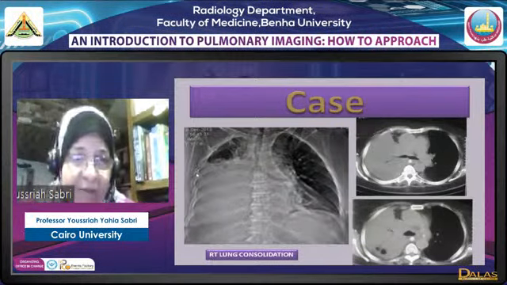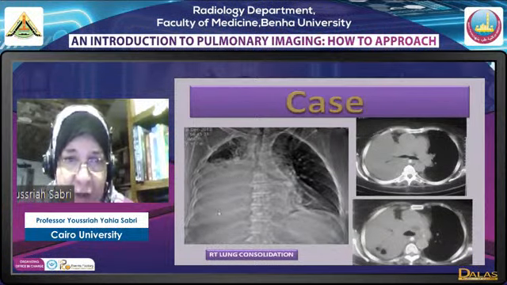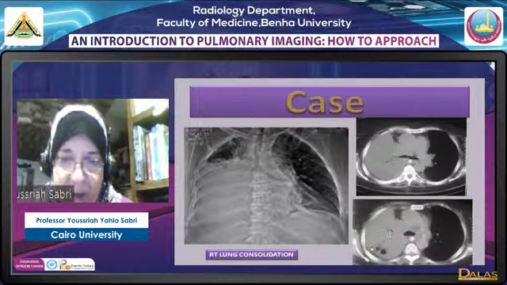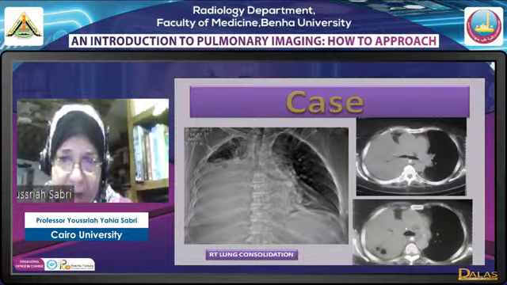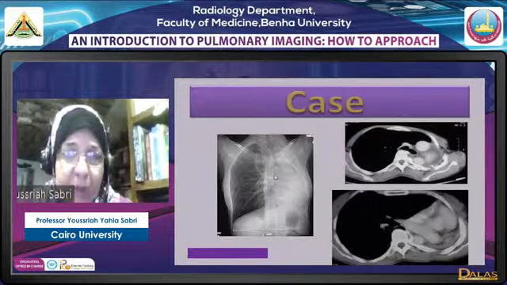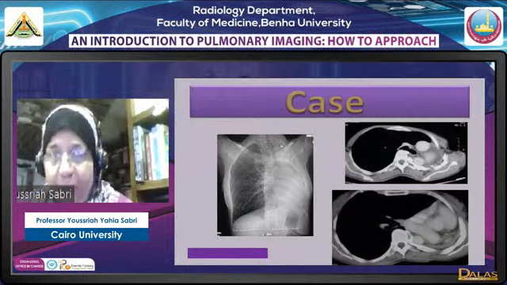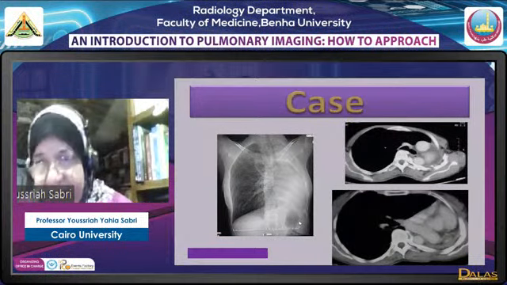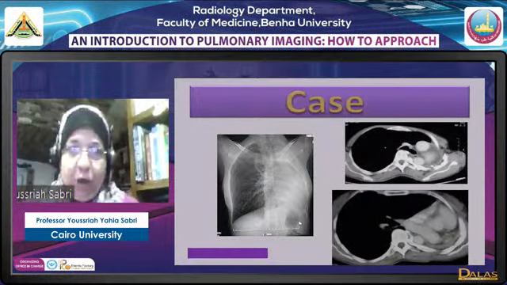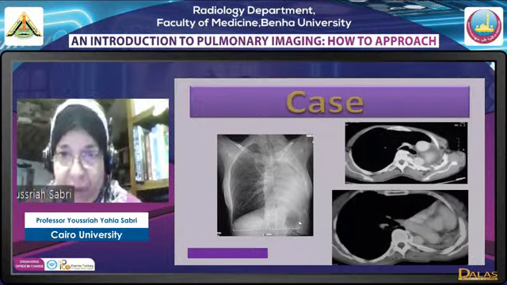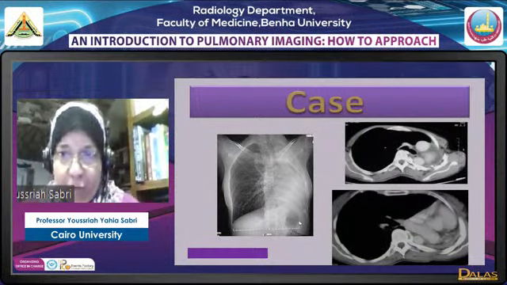Now, here we have near total opacification of the right hemithorax, central mediastinum, air bronchogram, and cavitation. This is right lung consolidation. The air bronchogram is present and there is no effusion. Now we have here an opaque hemithorax with ipsilateral mediastinal shift. Opaque hemithorax with ipsilateral mediastinal shift equals volume loss.